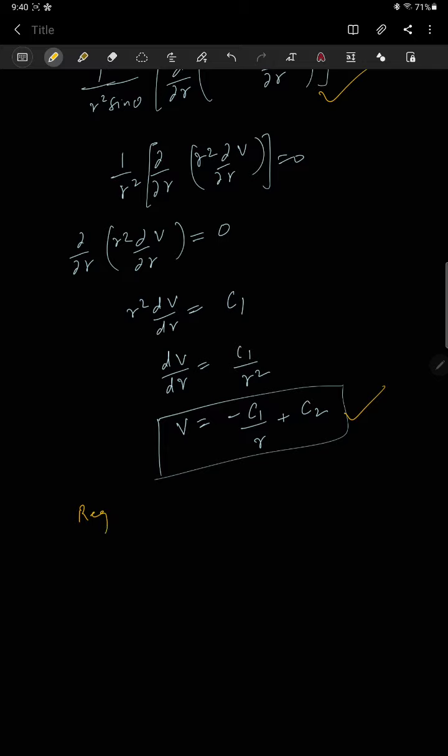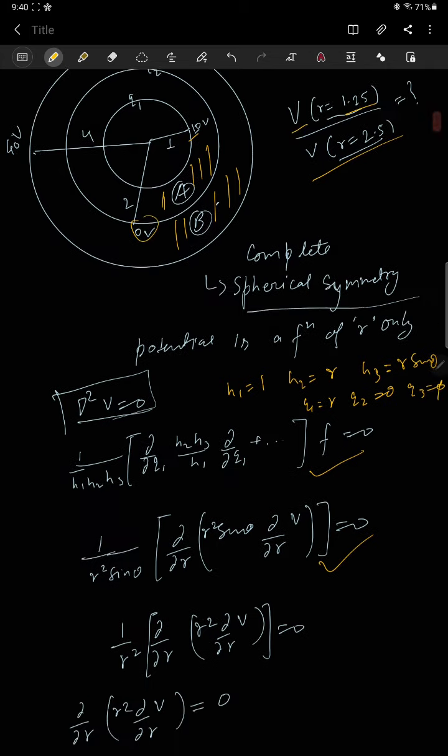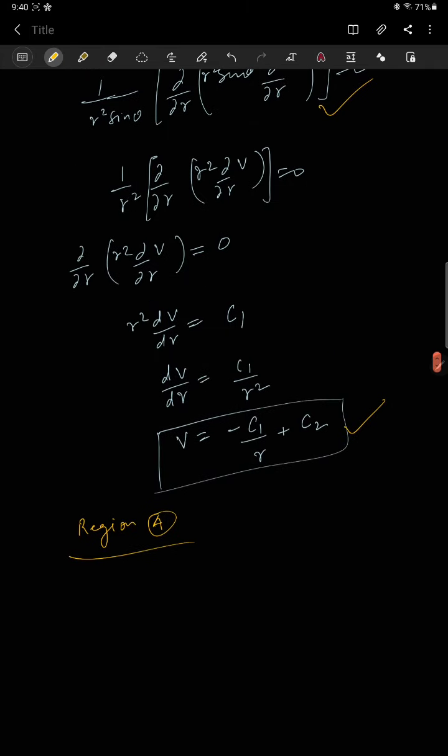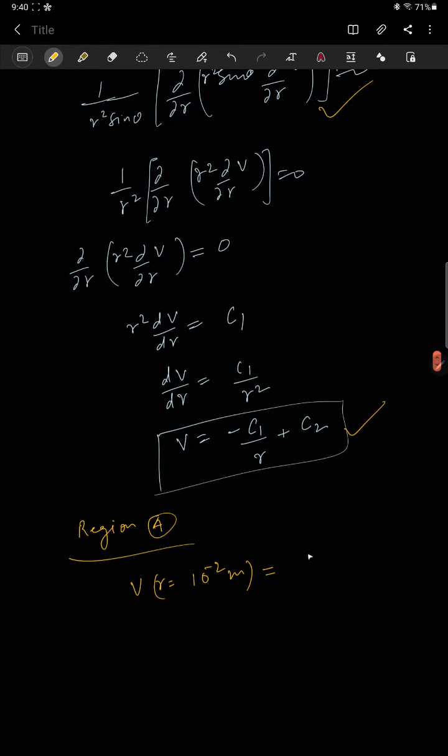Region A is bounded by two boundaries. One is the 10 volt boundary, another is the 0 volt boundary. So let's satisfy these conditions. V at r equals 1, how much is this? 10 volt. Here distances are in centimeter and the potential is in volt. So 1 centimeter, or you can say 10 to the power minus 2 meter, the potential is 10 volt.